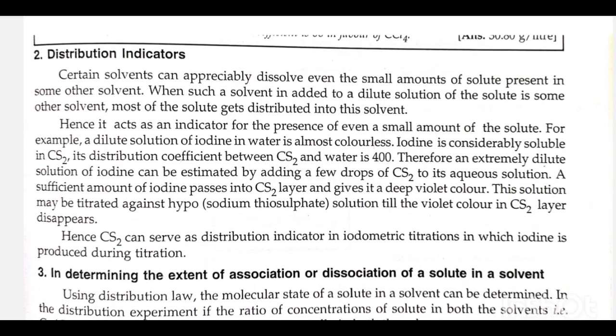Distribution indicators. Certain solvents can appreciably dissolve even the small amount of solute present in some other solvent. When such a solvent is added to a dilute solution of the solute in some other solvent, most of the solute gets distributed into this solvent. Hence, it acts as an indicator for the presence of even a small amount of the solute.